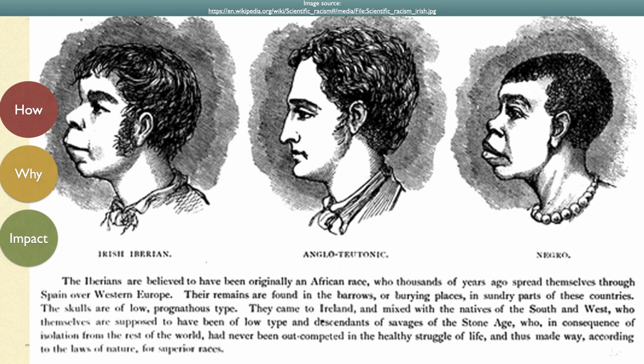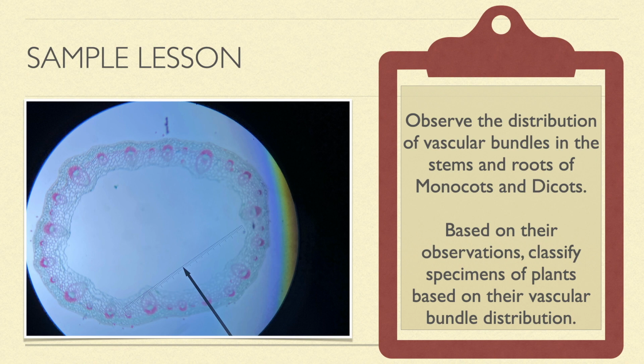We explored how changing standards have resulted in drawings being replaced by photography. We looked at why this change has occurred by looking at past examples of how inaccurate drawings were used as evidence in issues around race. And finally, we examined the impact that these drawings had on our scientific and societal understanding of racial groups. Finally, after this very short conversation, students conducted their microscope inquiry on monocots and dicots, and they recorded their evidence in photographic form, not drawings.